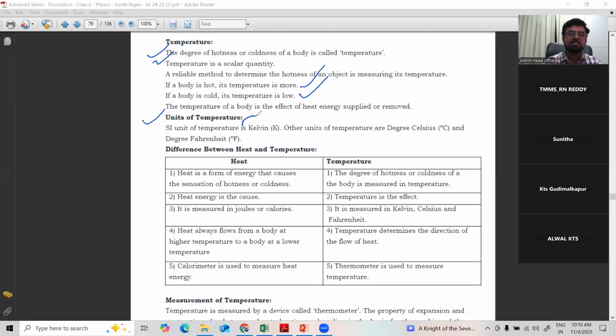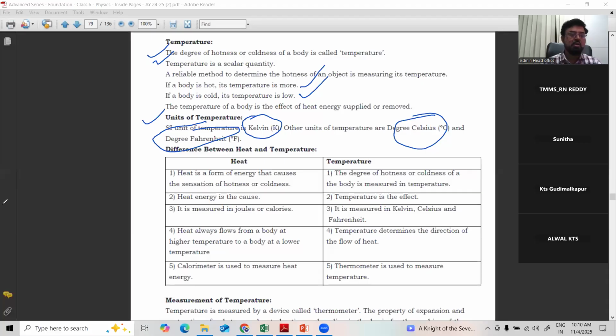The SI unit of temperature is Kelvin. Other units are degree Celsius and degree Fahrenheit. That will come across later. So temperature, whether of a hot body or a cold body, can be measured in Kelvin, Celsius or Fahrenheit. The details will come across later.